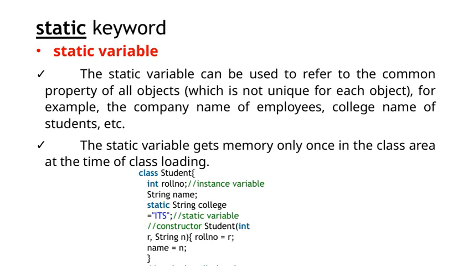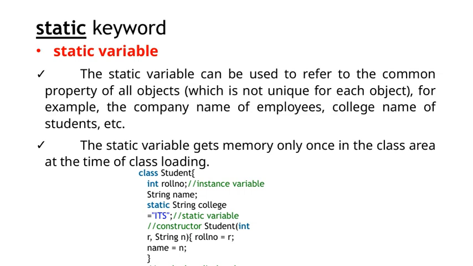Let's talk about the static keyword and static variables. A static variable is used when you want to refer to a property that is common to all objects of a class. For example, think about the company name for all employees or the college name for all students. These are properties that don't change from one object to another, so it makes sense to define them as static.